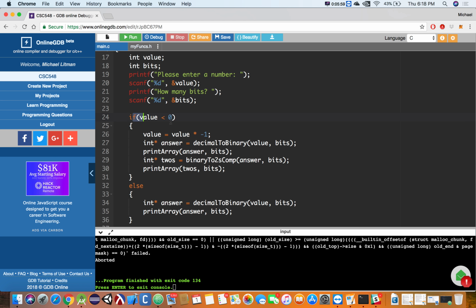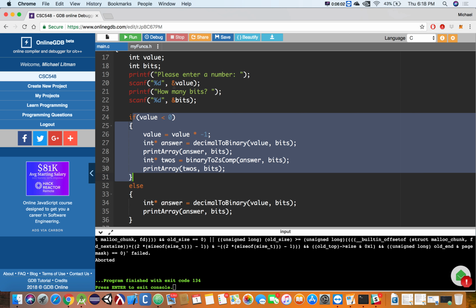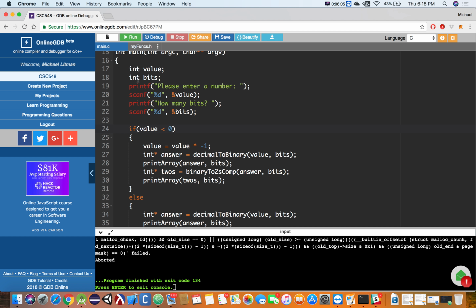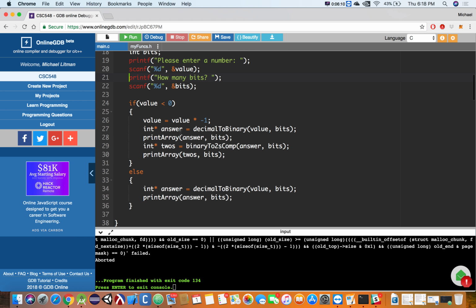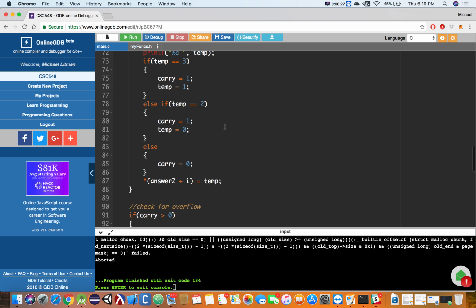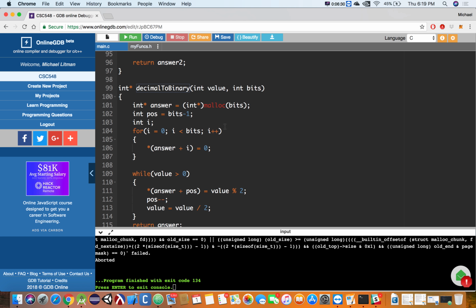Okay, so this is where we're doing that negative stuff. All right, so reading our value here. How many bits here? We're okay there. If it's less than 0, we're multiplying our value by -1 to give us our positive version of that guy. Then we're going to get the answer, which is going to be an integer pointer that's going to be returned from decimal to binary. Okay, so we'll pass value in bits into that. So that's decimal to binary down here. Okay, so here's our first place where we have a problem. So we have an int pointer answer.